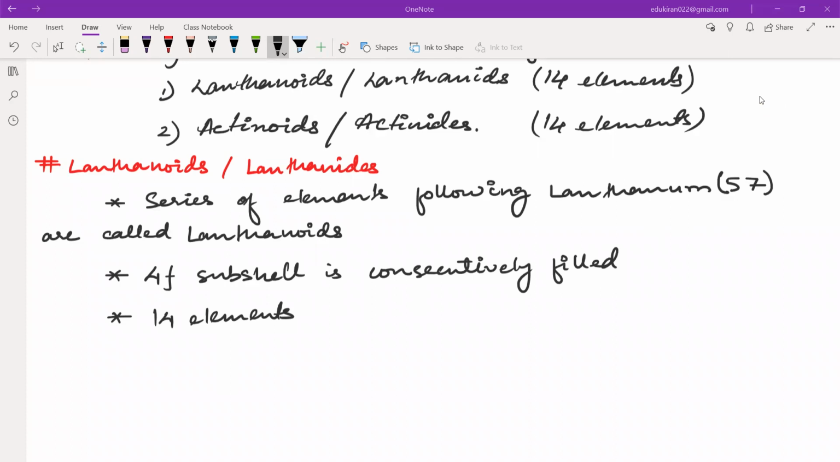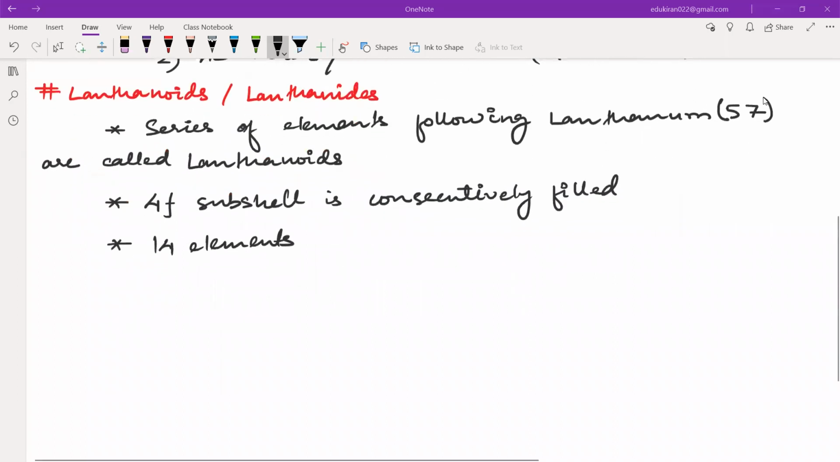Yes, sir. 14 elements. There are 14 elements. Now, what are the most important properties? Now, talking about properties. Yes, Faisal.